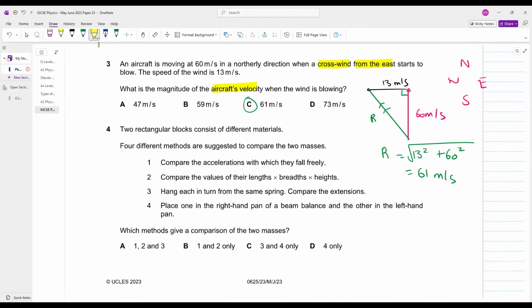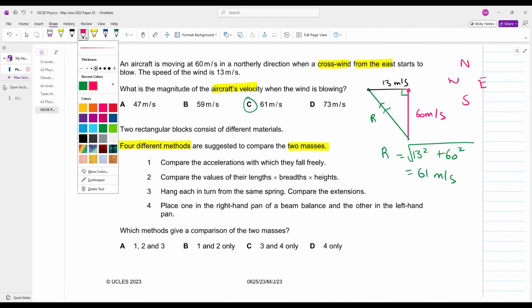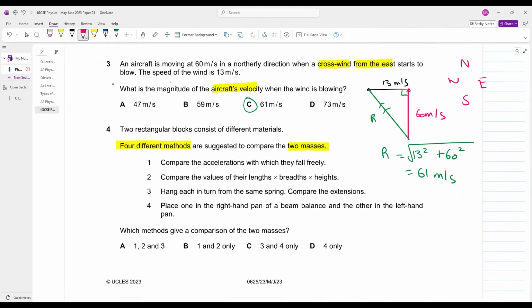Two rectangular blocks consist of different materials. Four different methods are suggested to compare the two masses. Okay, four different methods are suggested to compare the two masses. Compare the accelerations. Compare the acceleration with which they free fall. No. Compare the value of their lengths. No. This compares the volume. No, not this. Hang each of them from the same spring, compare their extension.